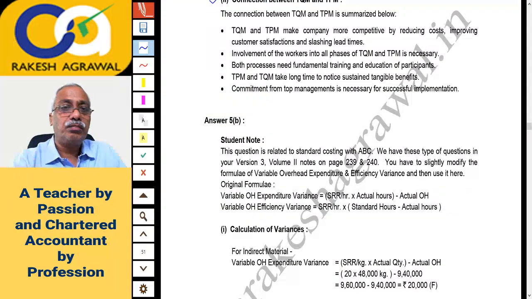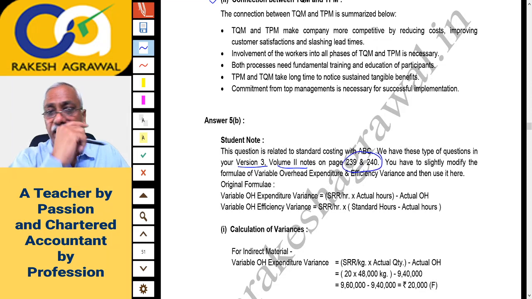Check this. This I have already discussed with you. This question is related to standard costing with activity based costing. We have these types of questions in our version 3 notes, version 3 volume 2 notes on page 239 and 240. You will find that. On version 3 I am saying. For version 2 the page numbers will be different. You have to slightly modify the formula of variable overhead expenditure and efficiency variance and then use it here.